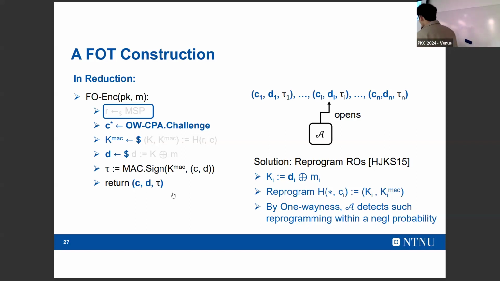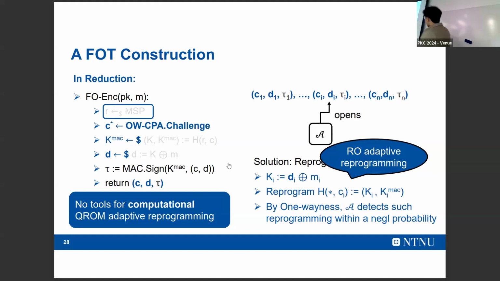This is kind of technical, but it works. Because the reprogrammed point is actually the one-way solution of the challenge, if the adversary can detect the reprogramming operation, then it breaks the one-wayness of the PKE. This means we can construct a reduction from the one-wayness. This is the RO adaptive reprogramming.